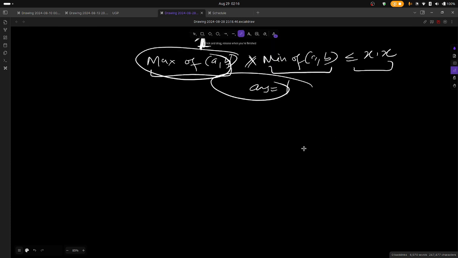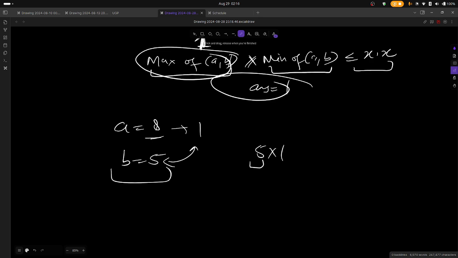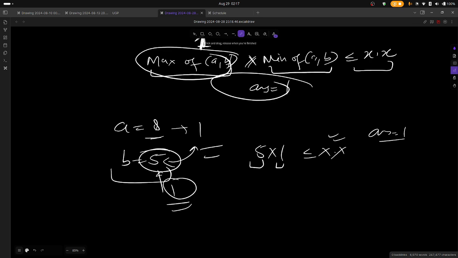Let's say A is 8 and B is 5. Since we want to minimize this and A is greater, we'll convert A into 1. So what will be our area? It will be 5 times 1, that is the minimum of A comma B times 1, and that should be less than or equal to x times x. If this holds true, then our answer will be 1, and if this doesn't hold true, then we will convert the other parameter into 1. That means we have to convert B also into 1. So in that case our answer will be 2.